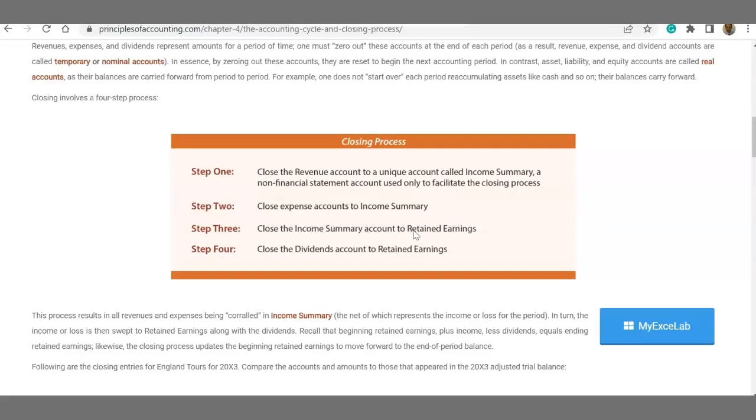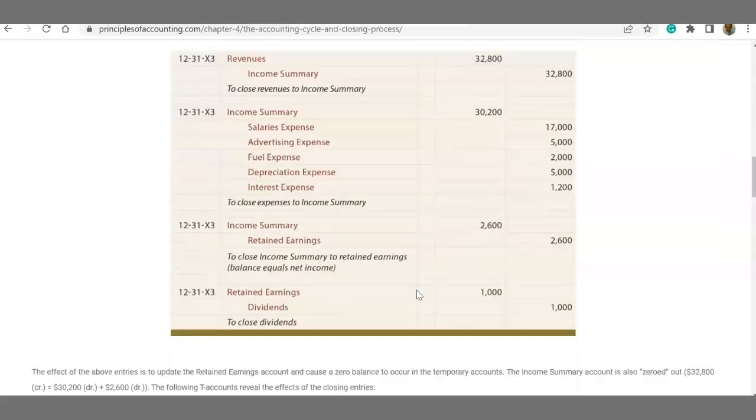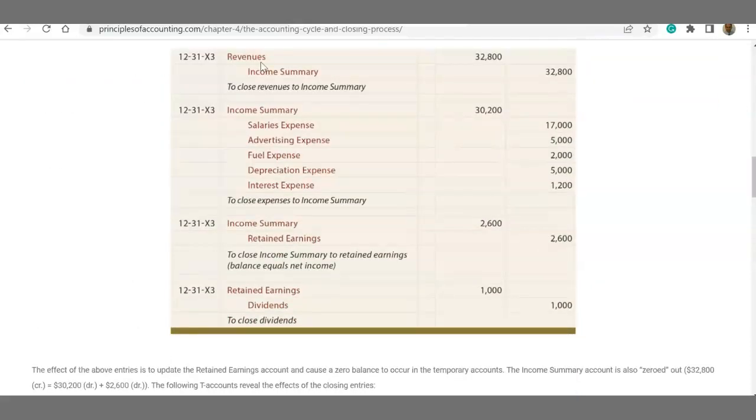After the income summary is closed into retained earnings, the last thing you do is close the dividend directly into retained earnings. So that is 4 steps. Here are the 4 steps. Let's say you have 32,800 revenue on the credit side. So you debit your revenue to close it, to make it zero, and you credit the temporary income summary that you opened for 5 minutes. There you go.